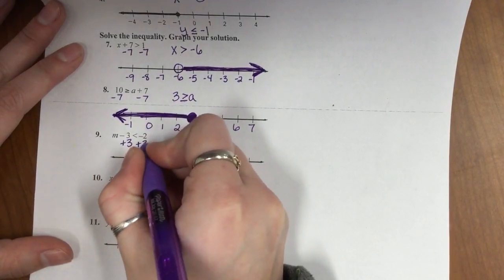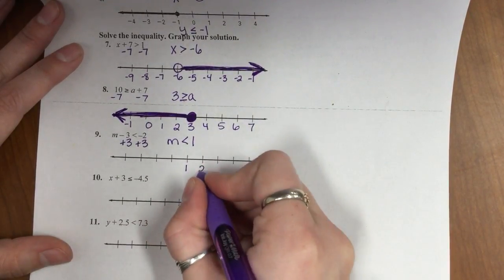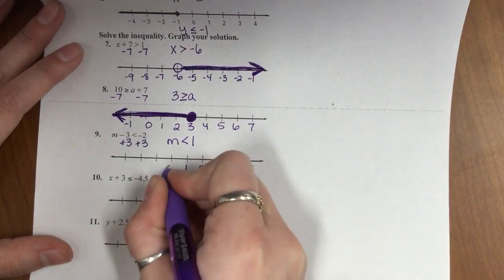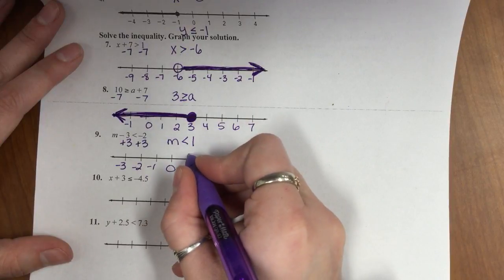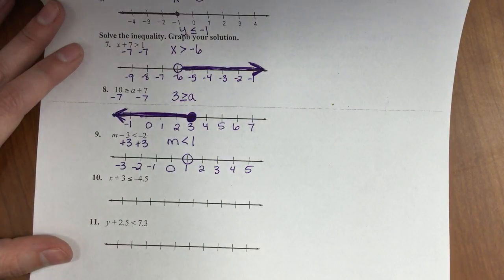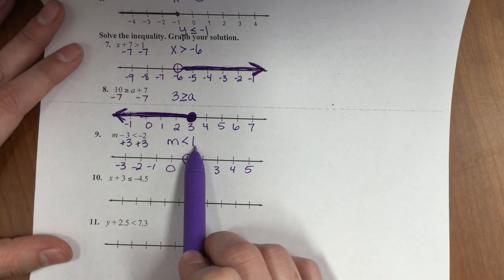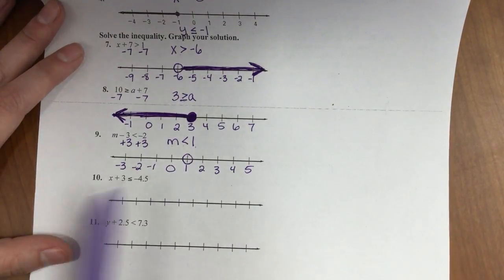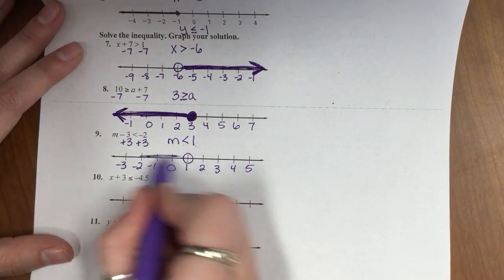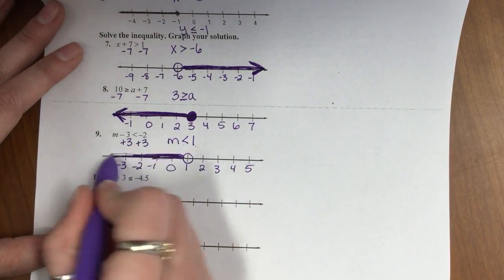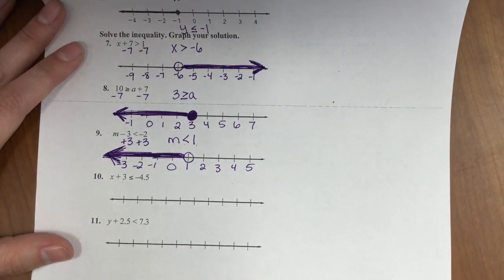Adding 3. m is less than 1. At 1, it's open because there's not an or equals to. Is 2 less than 1? No, so we're not going to shade that way. Is 0 less than 1? Yes, we're going to shade that way. So when you're deciding which direction to shade, you can just put numbers in and see if it makes it true.